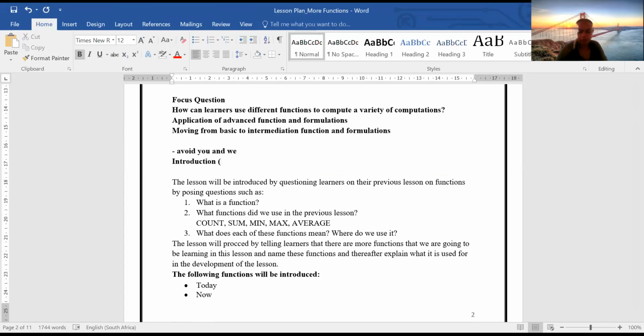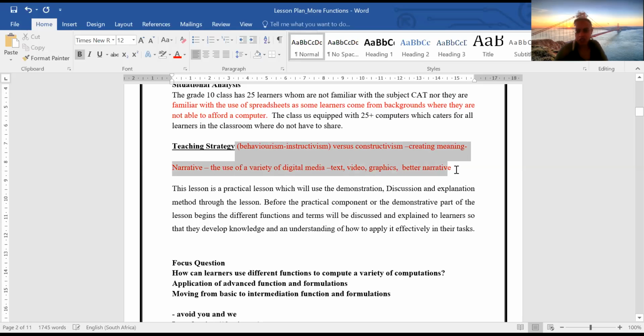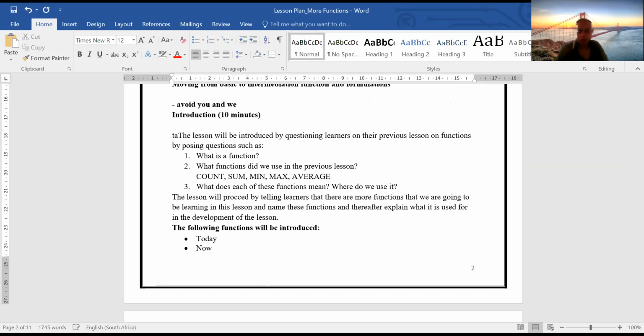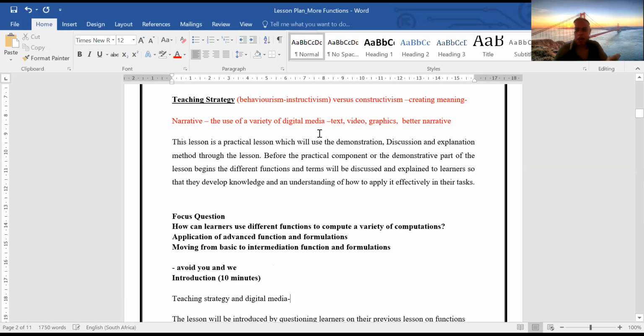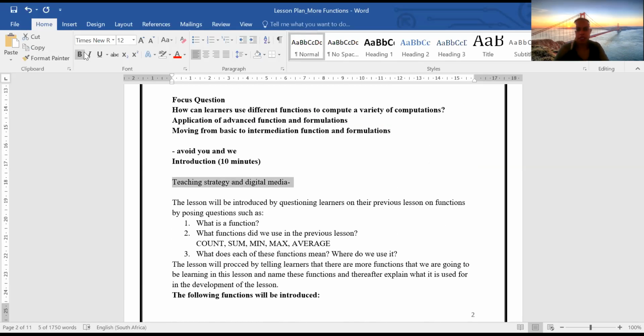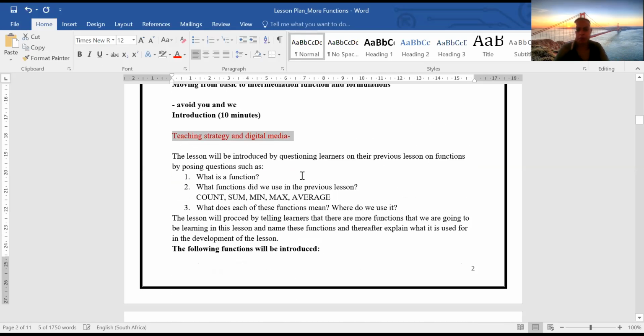We give it time. Then here is where you'll be using your digital media and your teaching strategy, which is very important. Here, you are going to tell me about the teaching strategy, because I told you, you do not apply notes. We are avoiding notes. I'm interested in the digital media: text, like worksheets, video, graphics for teaching. How are you going to introduce your lesson using a variety of digital media, rather than just copying notes?